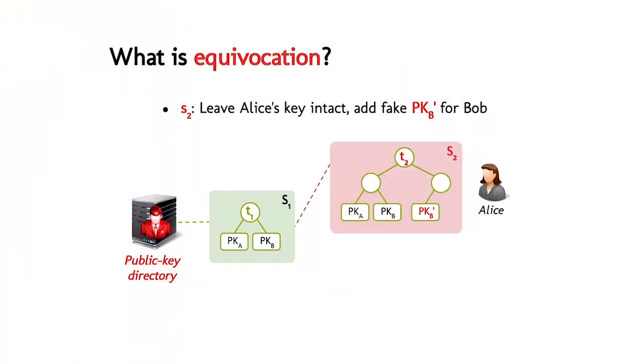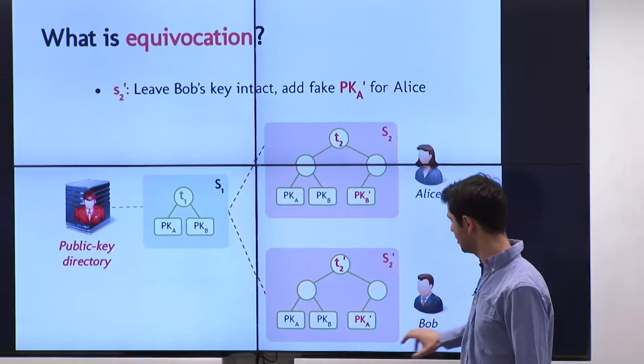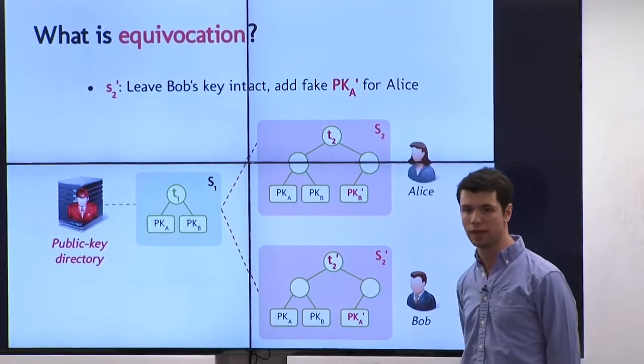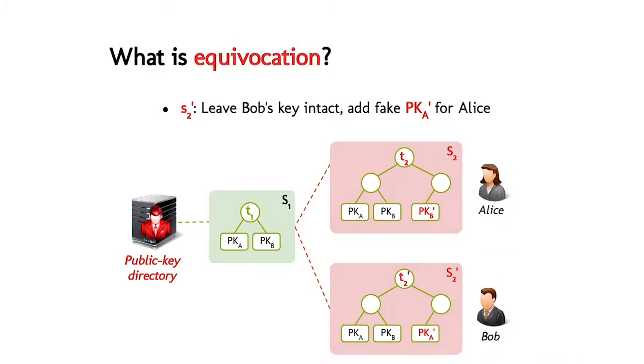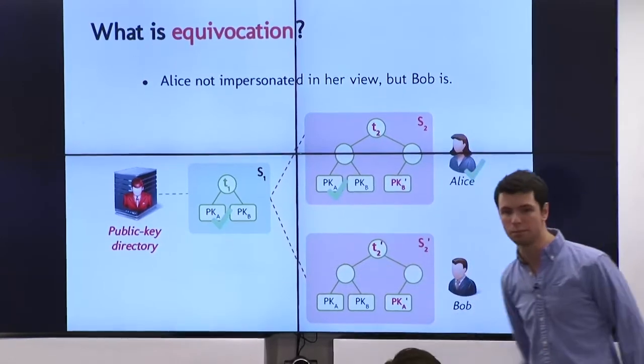If that directory equivocates, the following thing can happen. What the directory can do is create a new directory at time 2, where he puts a fake public key for Bob, and he shows this to Alice, right? And at time 2 also, he creates another directory for Bob, where he puts a fake public key for Alice, right? So now, the problem here is that when Alice checks in this directory, she looks at her own public key to make sure she's not impersonated.